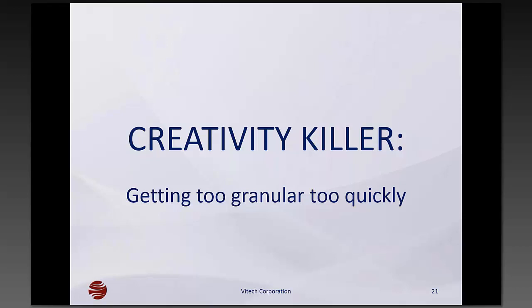The next creativity killer is getting too granular too quickly. Now I know we could never accuse those of us in the systems engineering world of getting into the weeds too quickly. We have a tendency to get into the weeds. For instance, often when I give a webinar or a class and talk about general principles, I'll get people coming back and saying, well, that was too general.